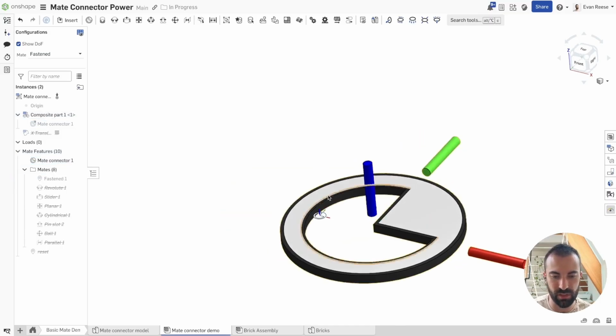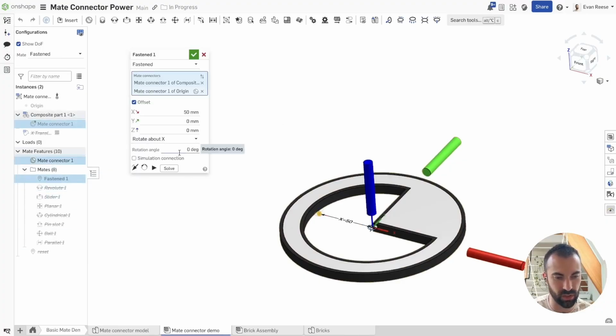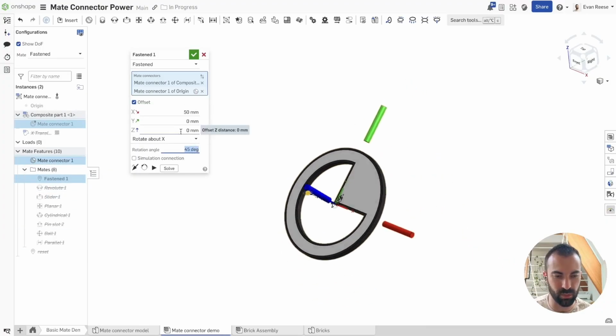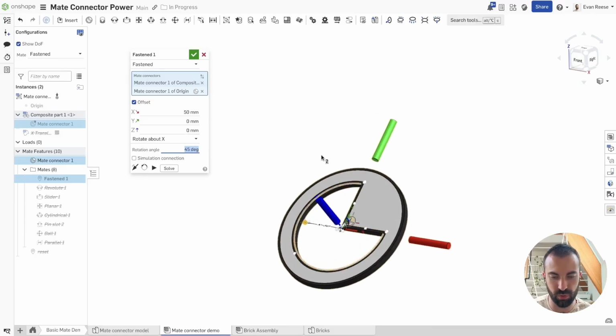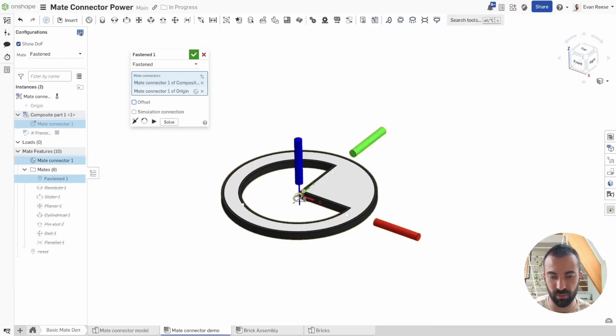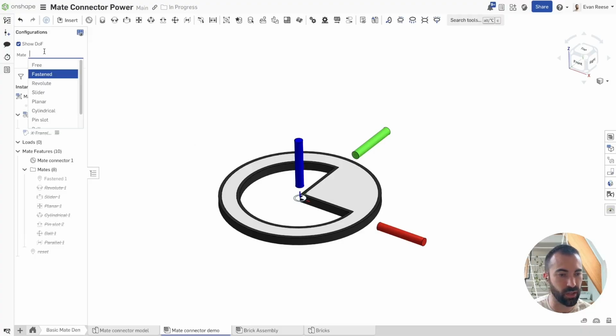So this is mated rigidly, but offset from that by a certain amount. And we can also rotate this 45 degrees. So with all of these inputs, you can get this mate connector usually put exactly where you want and the relationship where you want. I'm gonna leave them connected exactly on top of each other for this demo. Okay, so fastened has 0 degrees of freedom. Very common way that we want to connect parts.